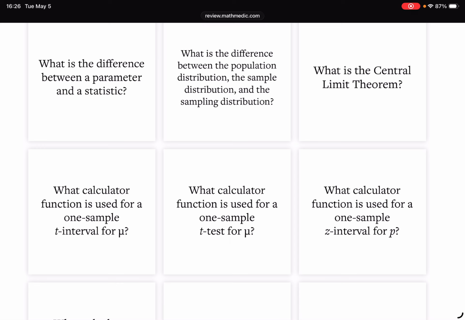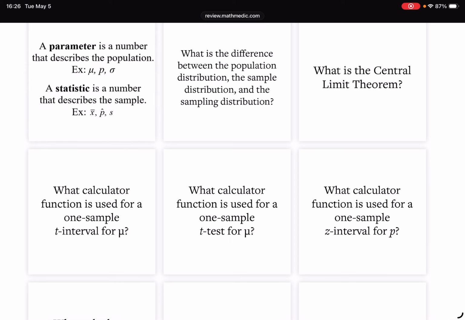What is the difference between a parameter and a statistic? A parameter is the number that describes the population, and a statistic is the number that describes the sample. Remember, P, parameter, population. S, statistic, sample.